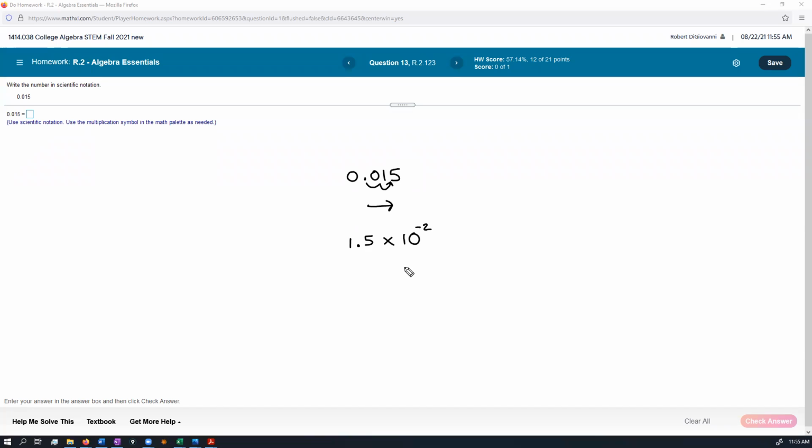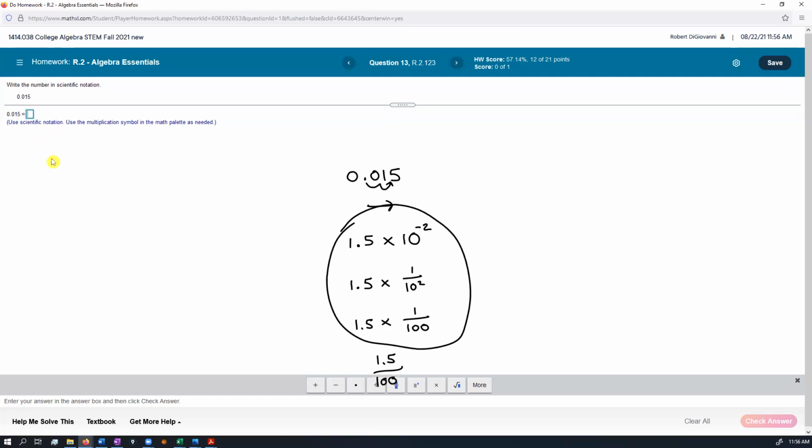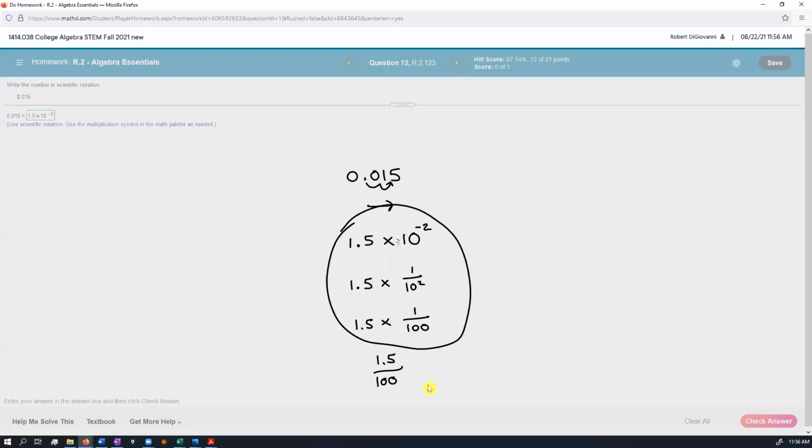And again, if you want to understand what's happening here, it's saying take the number 1.5 and multiply that times 10 to the negative 2. That's really 1 over 10 squared. That means take 1.5 and multiply that times 1 over 100, which really means 1.5 divided by 100, which gives you 0.015. So again, I'm just trying to show you what this notation means. Here we go. So I'm going to write 1.5 times 10 raised to the negative 2. There we go.